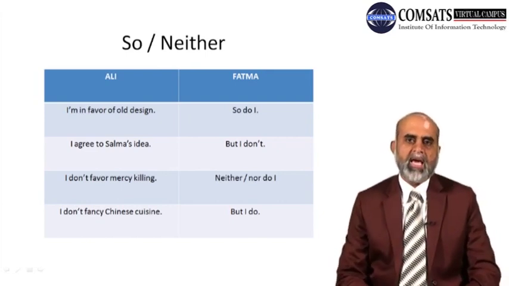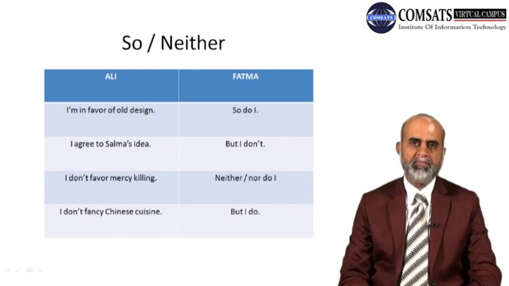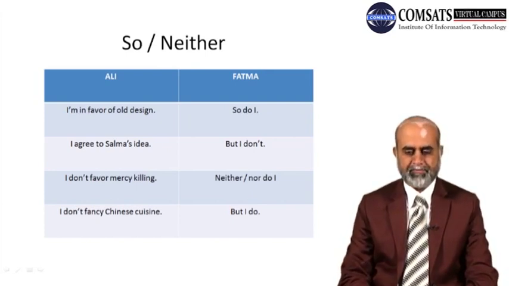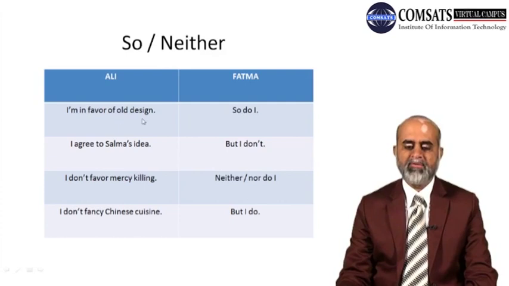Now you are going to practice it, and I'm going to make some statements. Okay, now let's do a little bit of practice. I'm going to state my opinions. First, think whether my opinion is positive or negative. If it is positive and you agree with me, you will say so do I. If my statement is positive but you disagree with me, you will say but I don't. If my statement is negative and you agree with me, you will say neither do I or nor do I. If my statement is negative and you disagree with me, you will say but I do.